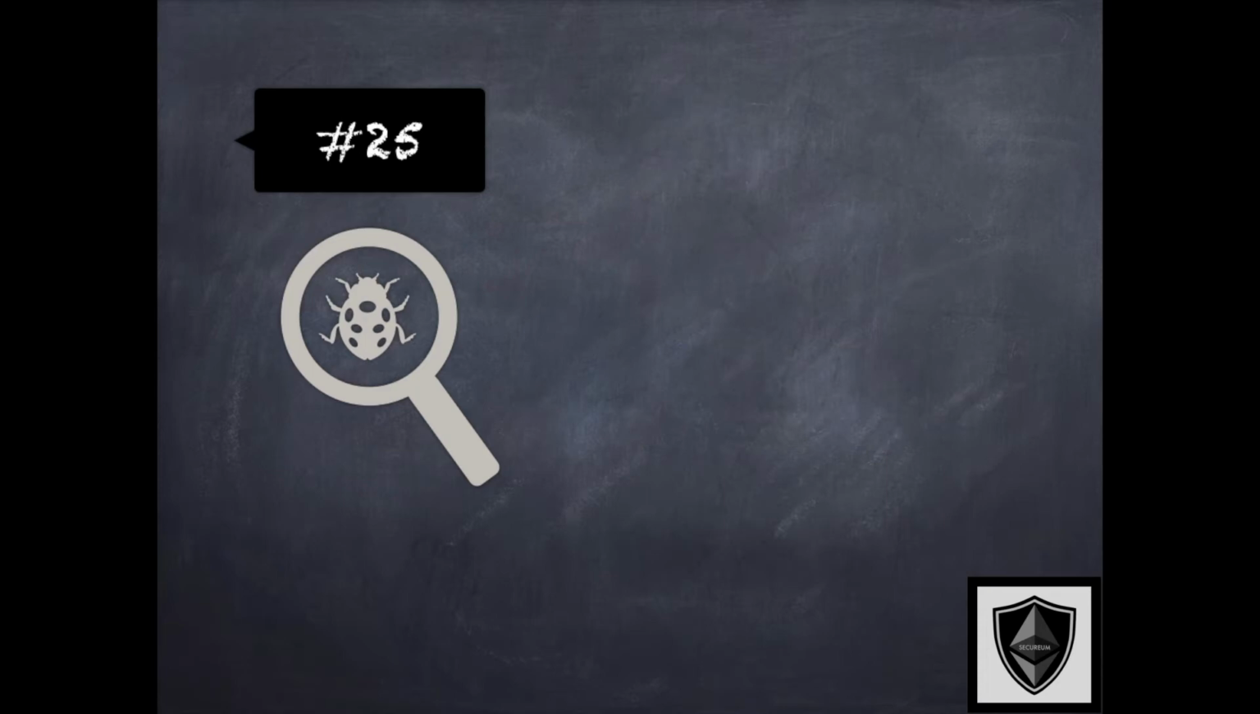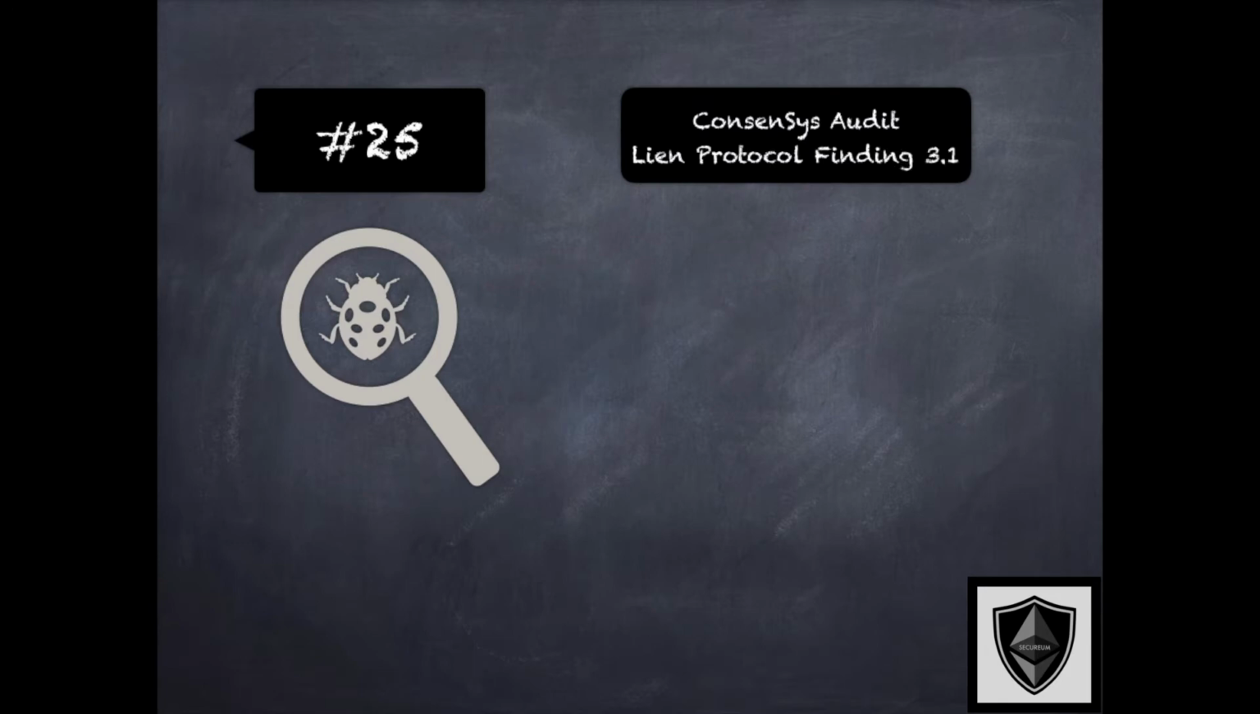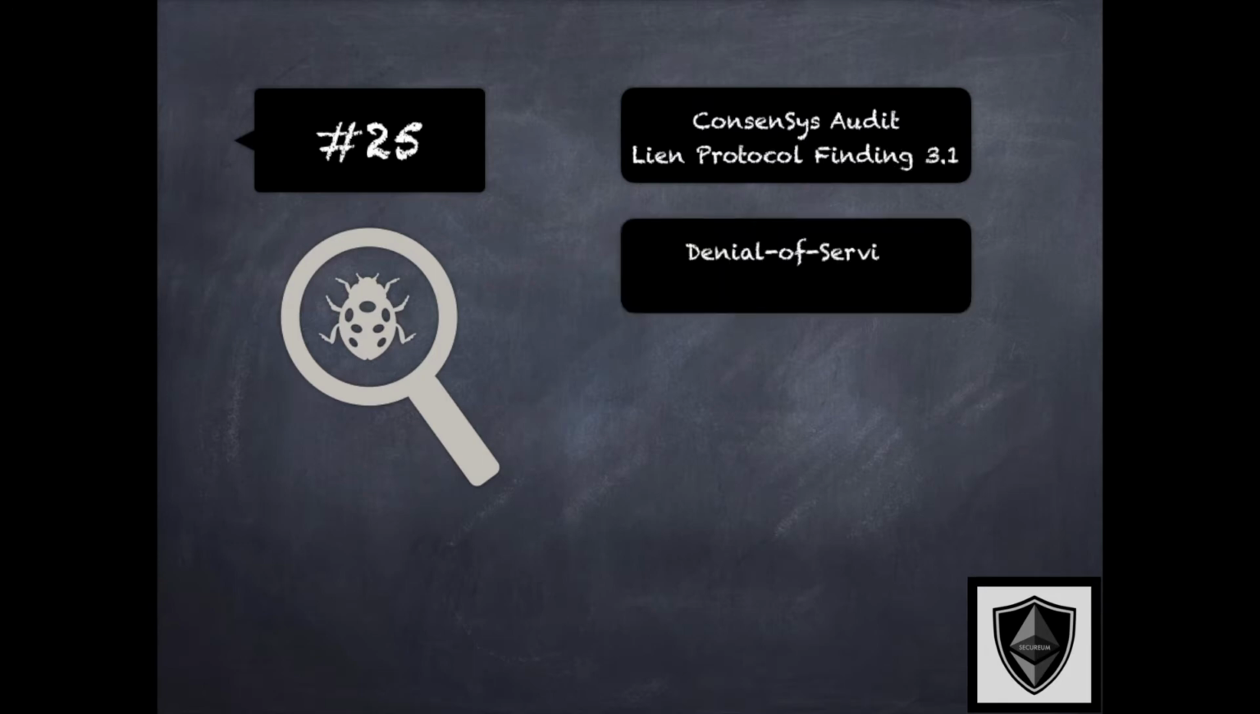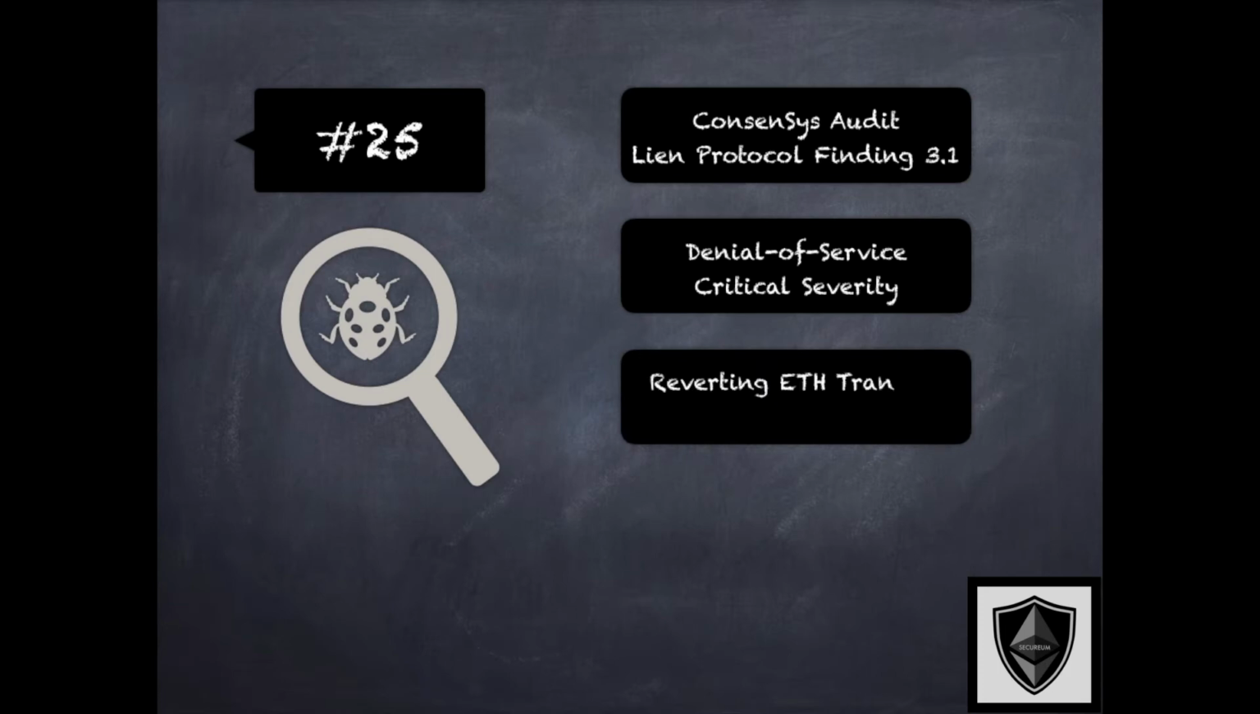Number 25 is a finding from Consensys Diligence audit of Lien protocol, where it was a critical severity finding related to denial of service, where a reverting fallback function would lock up all payouts. In the context of the transfer ETH function, if any of the Ether recipients of such a batch transfer were to be a smart contract that reverted, then the entire payout would fail and be unrecoverable.